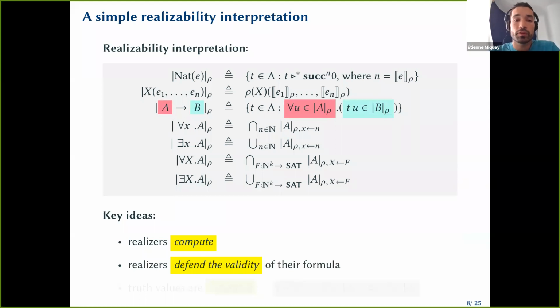So how would you defend the fact that A implies B holds? Well, you have to be given something witnessing the fact that the premise A is holding. So that's really here the argument that t is waiting for. And then you have to return something which is a successful player for the conclusion, that is in the truth value of B here.